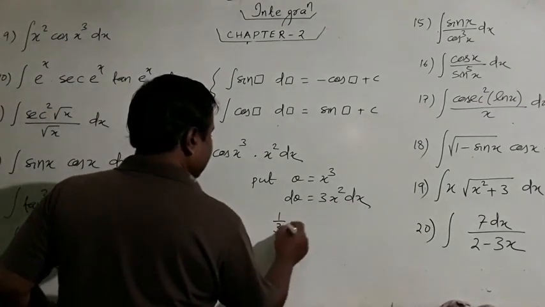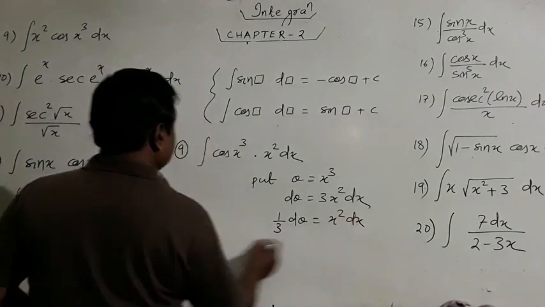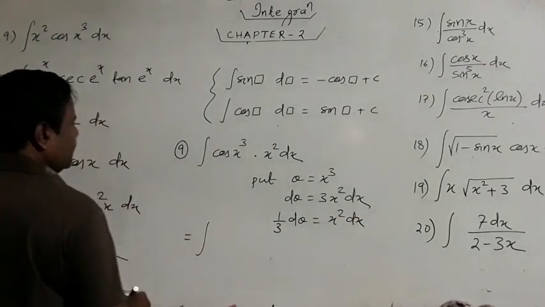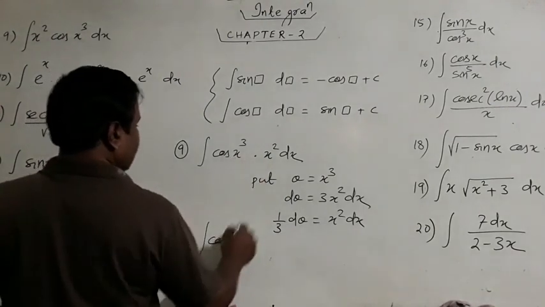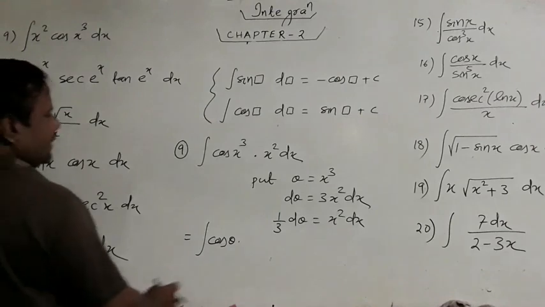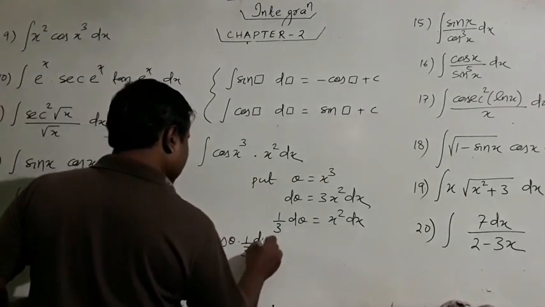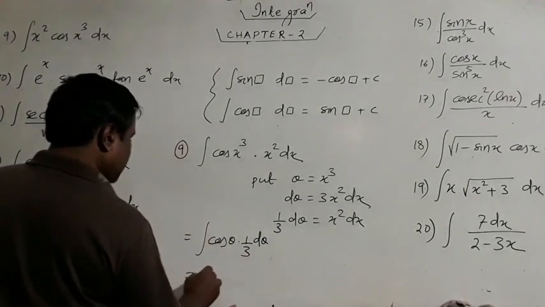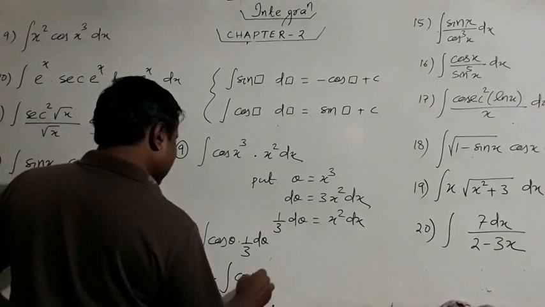1 by 3 d theta is x square dx. Now its integration is what? Cos x cube. X cube means theta, into x square dx. What is x square dx? It is 1 by 3 d theta. So you have to take it outside. So taking, cos theta d theta.